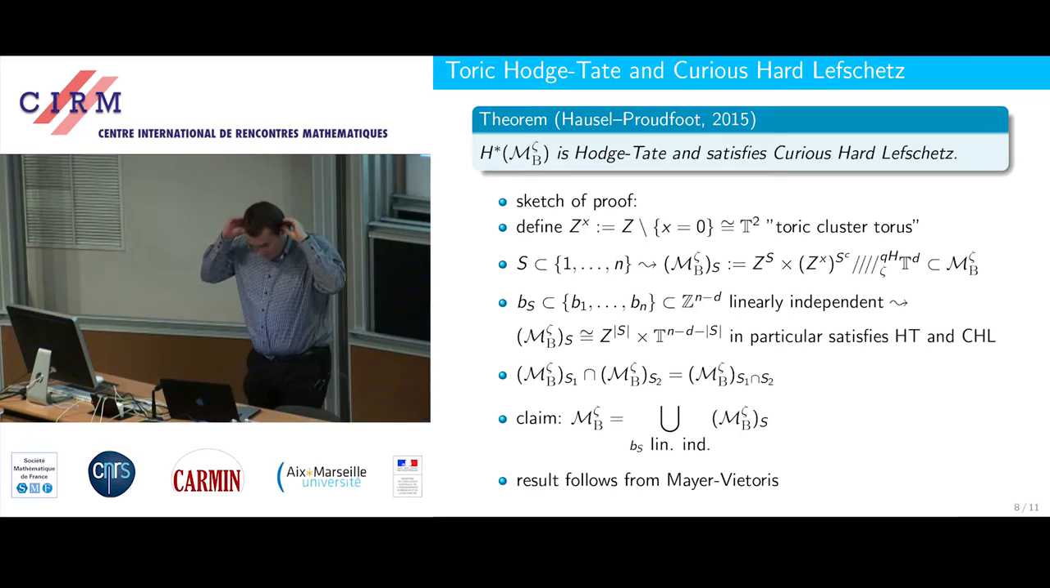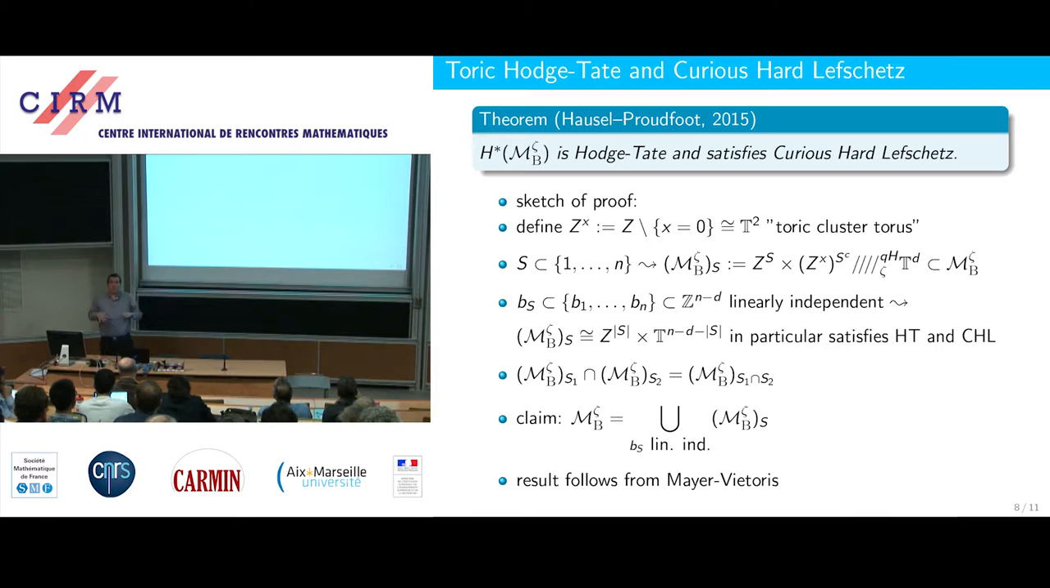Okay, so the idea of the proof is that we managed to cover the whole character variety with smaller open subsets, and we could prove the curious Hard Lefschetz and the Hodge-Tate on those open subsets and their overlaps. And basically, after this, it's an easy proof by Mayer-Vietoris to deduce that if the smaller things satisfy these two properties, then so will their union.